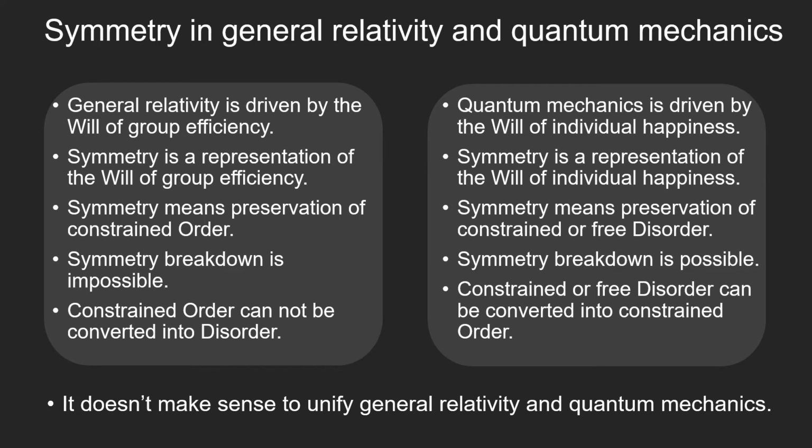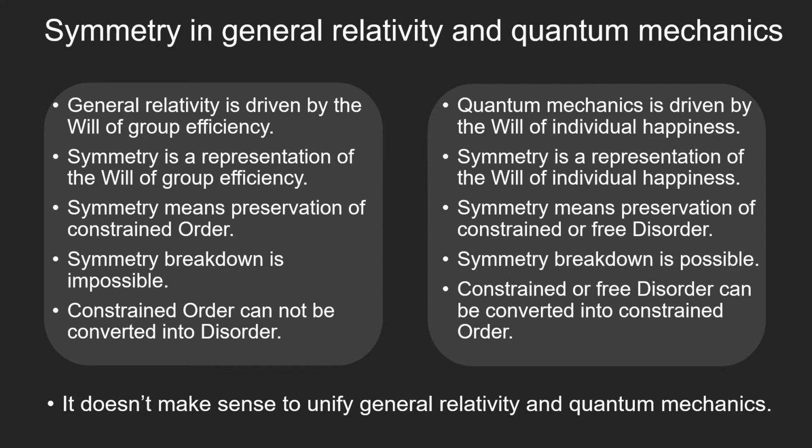On the left, general relativity is driven by the will of group efficiency. Symmetry in general relativity is the representation of the will of group efficiency of constraint order. Symmetry means preservation of constraint order. Breakdown of symmetry cannot take place. The constraint order cannot be converted into disorder.